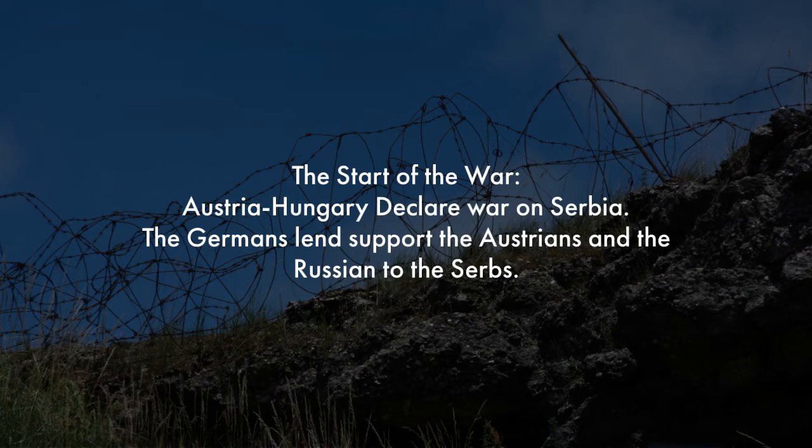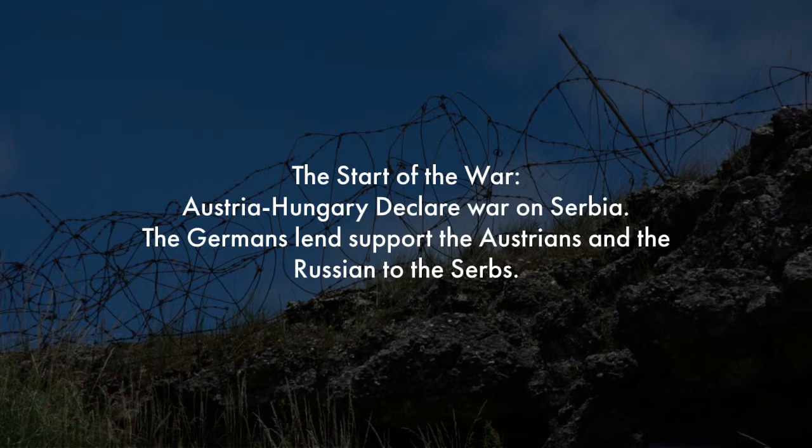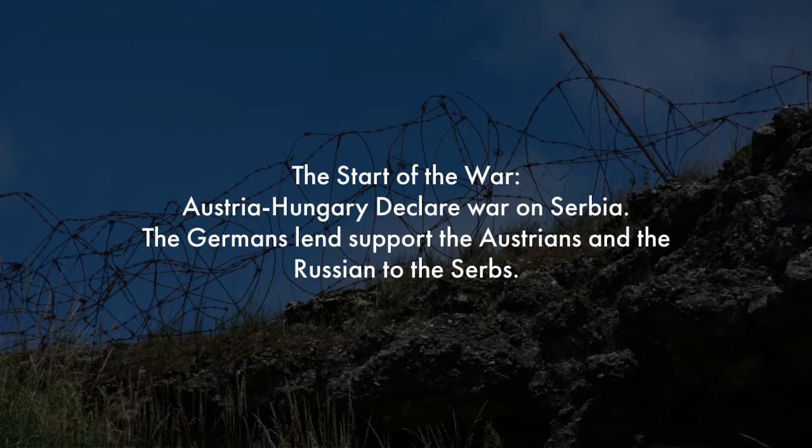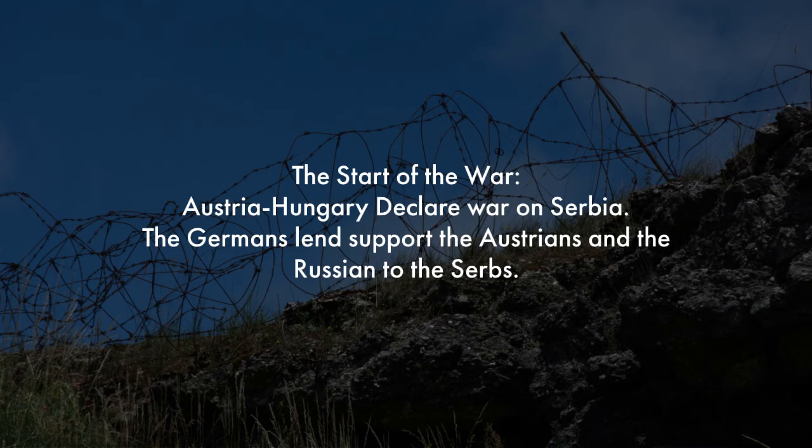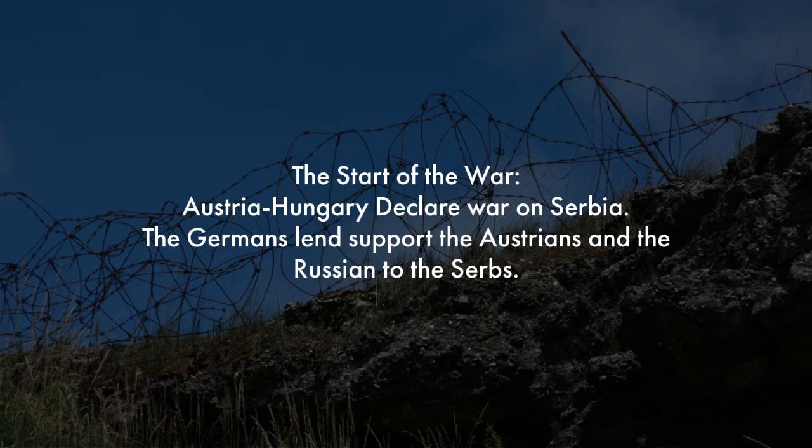After the assassination of Archduke Franz Ferdinand, Austria-Hungary declares war on Serbia, blaming Serbian nationalism for his assassination. Their ally Germany lends support to the Austrians in their effort, while the Russians ally with the Serbs to help them defend their country.